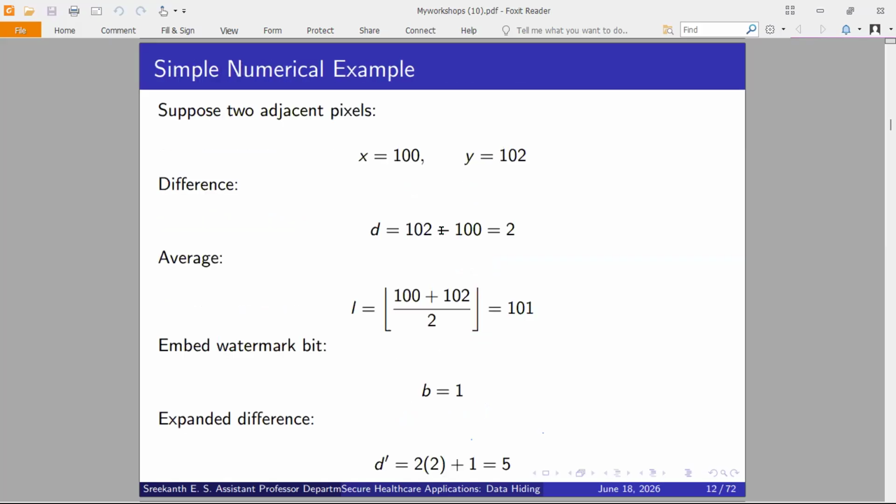Look at this example. Here you have x as 100 and y as 102, and d is 102 minus 100, that's 2. Right? Now, taking the average, that is 101. Now, let us assume b is 1, that is the watermark bit to embed is 1.